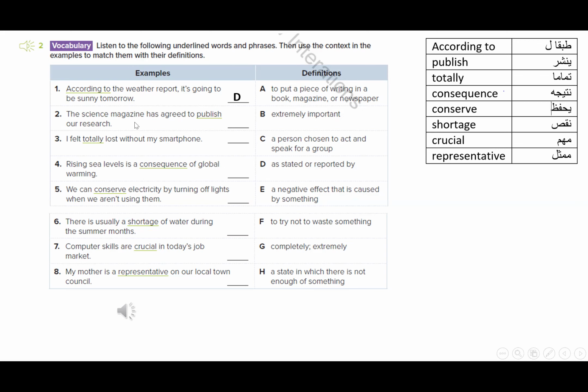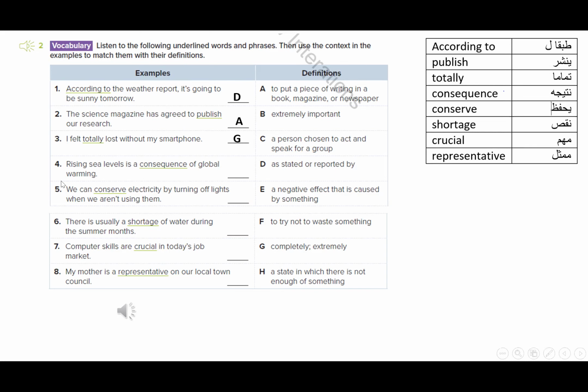Number two, the science magazine has agreed to publish our research. طبعا الجملة سهلة, publish our research. فكلمة research وكلمة magazine, you can guess the meaning of the word. يبقى publish معناها ينشر. To put a piece of writing in a book, magazine, or newspaper. Three, I felt totally lost without my smartphone. فكلمة lost without, الكلمات دي تساعدك ان انت guess the meaning of totally. I felt it totally. Totally means completely or extremely.